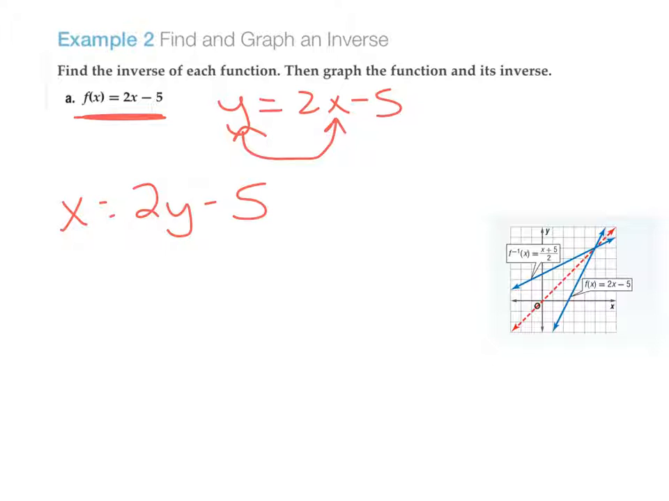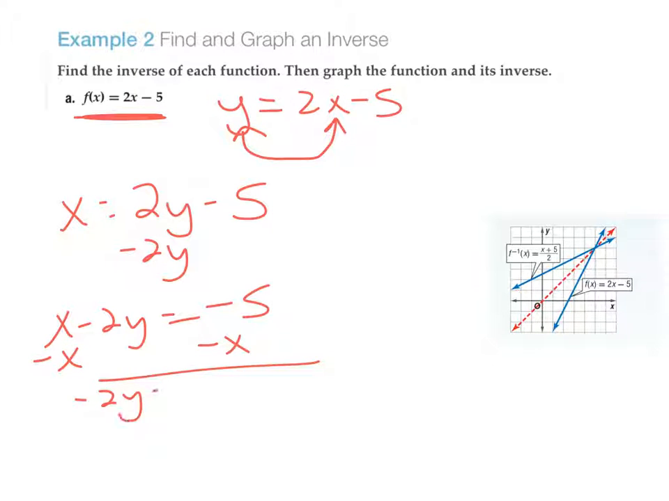Now, to get a function, we must always have it equal to y, so we have to get y by itself. So we have to solve this function. So I'm going to subtract the 2y, so I have x minus 2y equals negative 5. Then I'm going to subtract the x, and so I have negative 2y equals negative x minus 5, and I divide everything by negative 2.